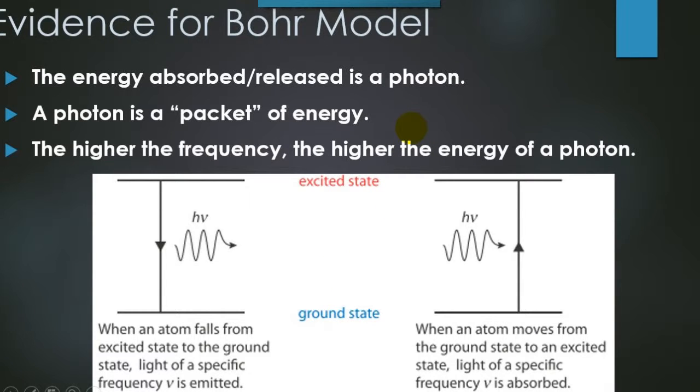The energy absorbed or released by the atom is called a photon. A photon is a packet of energy. The higher the frequency, the higher the energy of the photon. So here you can see we have the excited state up here and the ground state here. This one on the right shows when an atom receives energy, this certain wavelength or frequency of energy, it jumps up, and when it comes down from the excited state back to a ground state, it releases the same photon of energy.